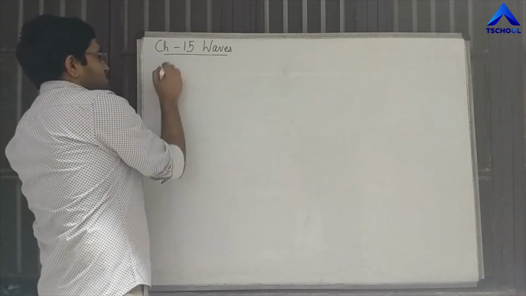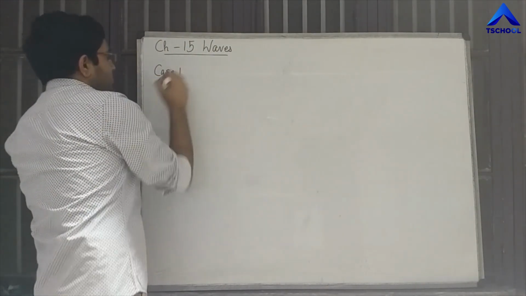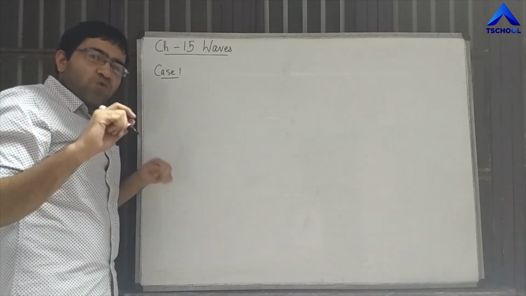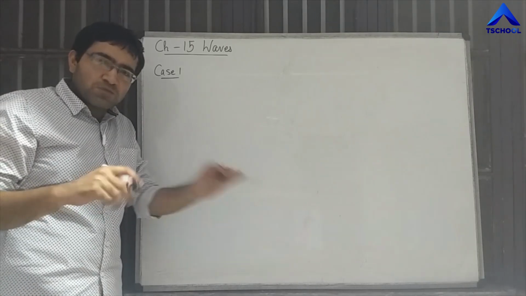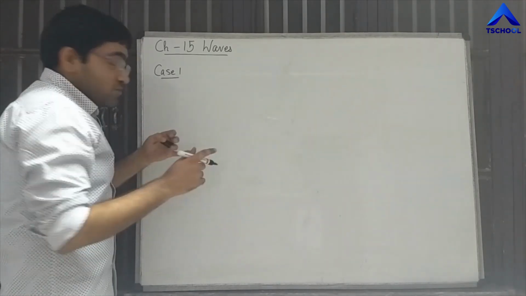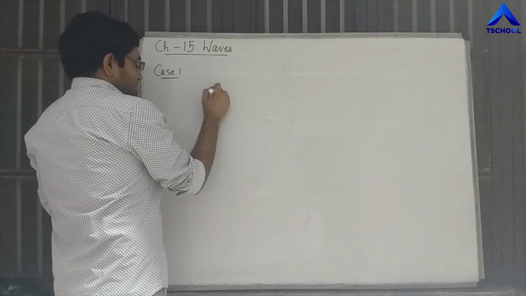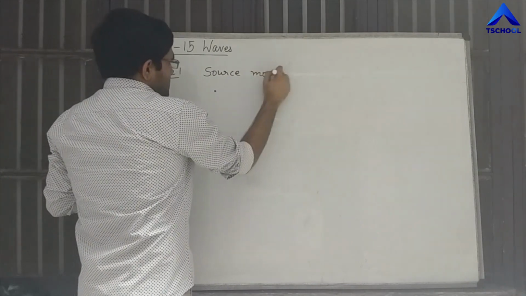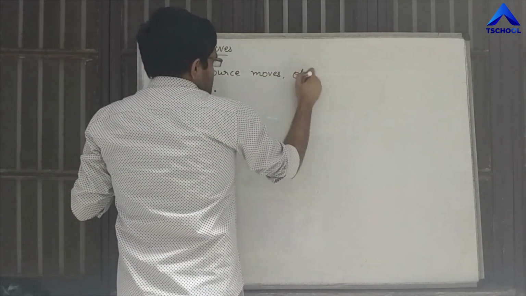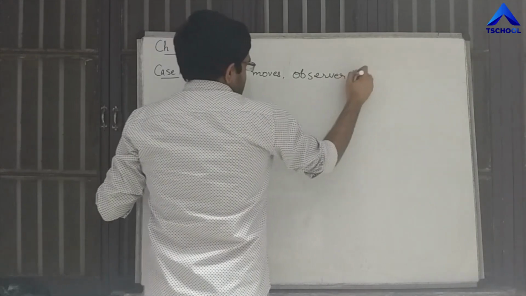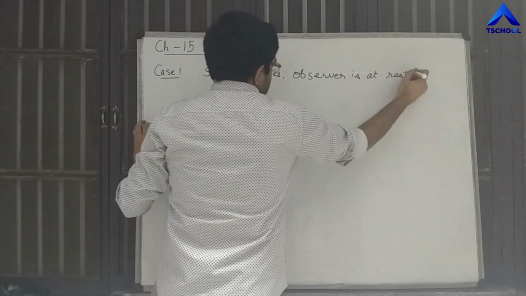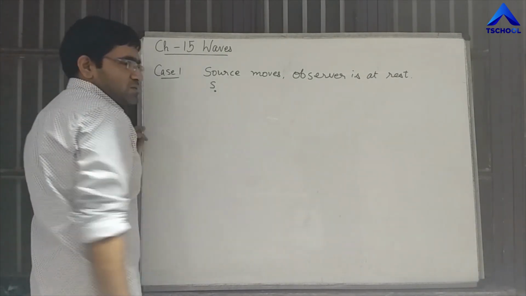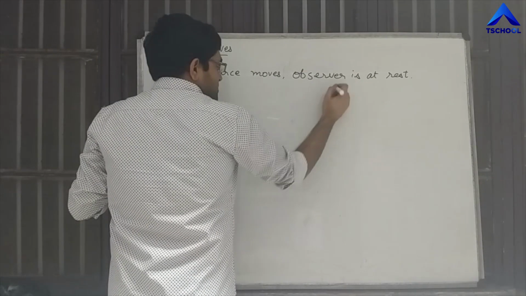Like I said, there are cases. So case 1. Remember that we are going to derive this for the case of one-dimensional motion for the source and the observer. So let's say we're talking about the case where the source moves but the observer is at rest. Okay, so let's say here is the source S and here is the observer O.